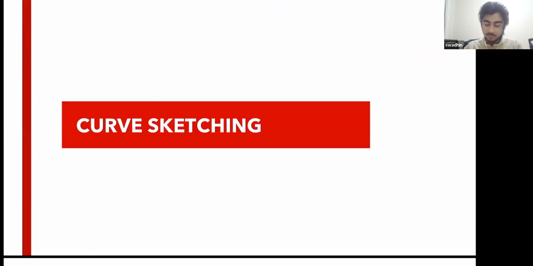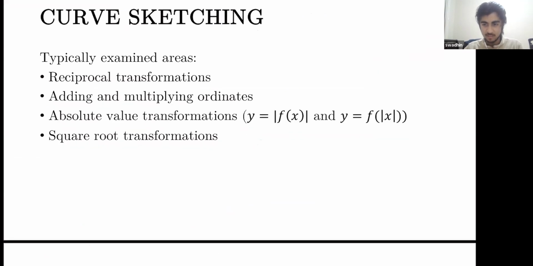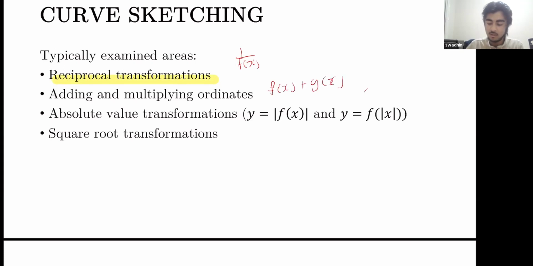All right, so next up is curve sketching. And it's probably the easier topic here. They can ask you some kind of weird curves, but the process is more or less much the same. So the examined areas are going to be reciprocal transformations, so something like 1 over f(x), adding or multiplying ordinates, something to calculate f(x) plus g(x) using adding ordinates, or f(x) times g(x) by multiplying ordinates and whatnot. Absolute value transformations, so when it only outputs a positive value, or only x values that get inputted as positive, or square root transformations.